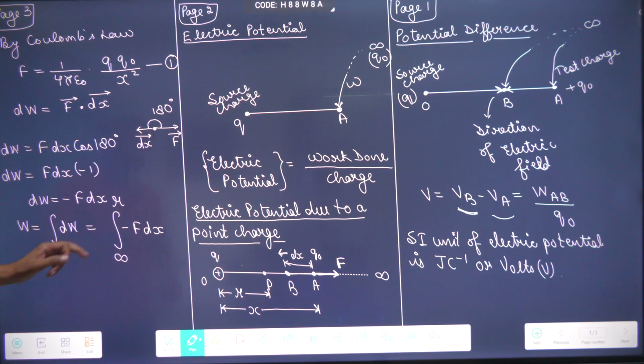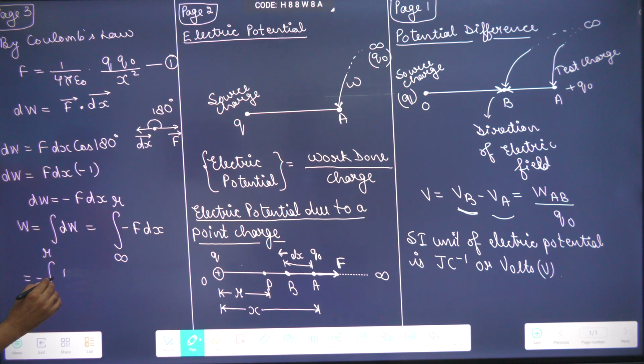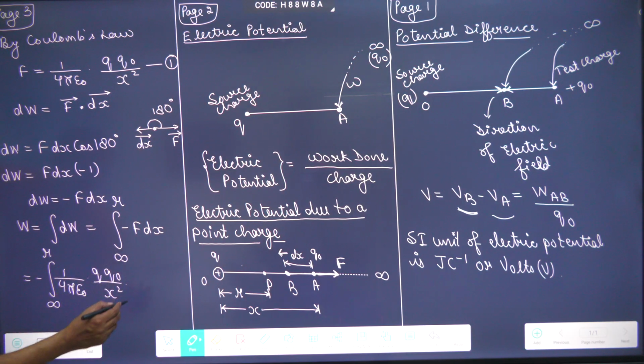Okay, so from infinity to R. Now this is a negative sign, I can take it out of the integration. Minus integration from infinity to R. What is f? F is 1 upon 4 pi epsilon naught, q q naught upon x square, into dx. Now tell me, is this clear?